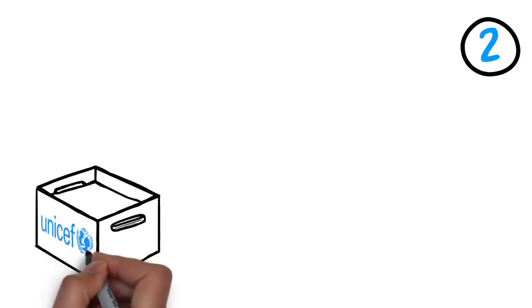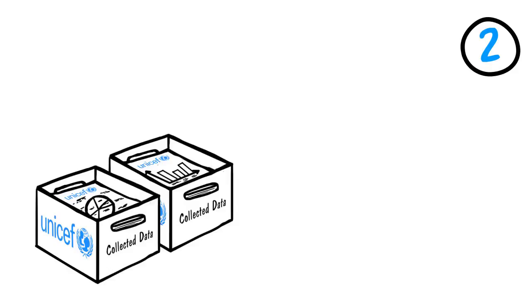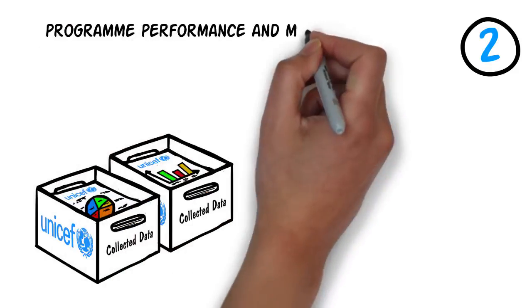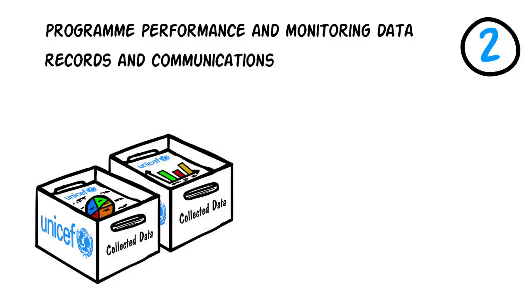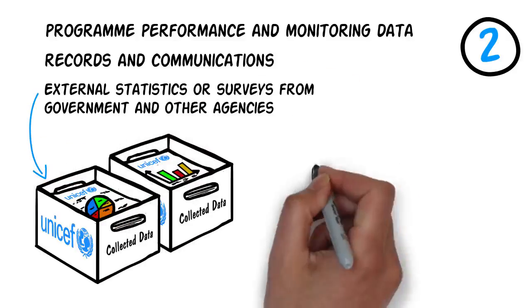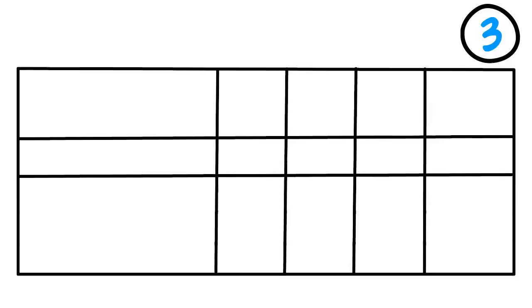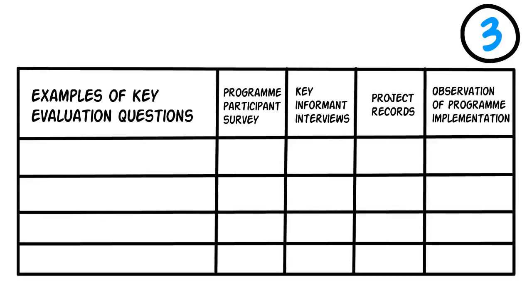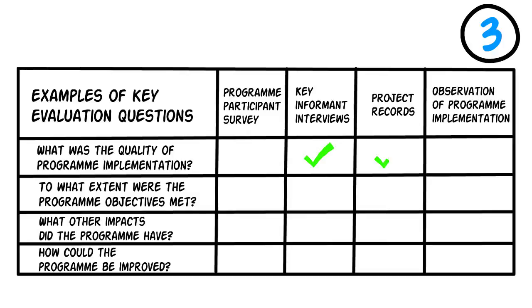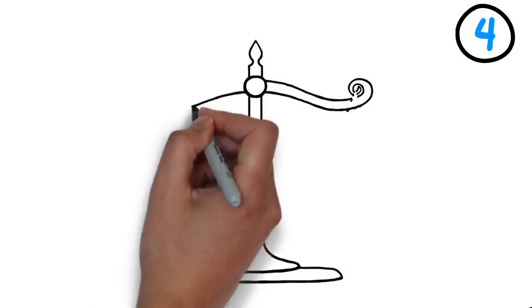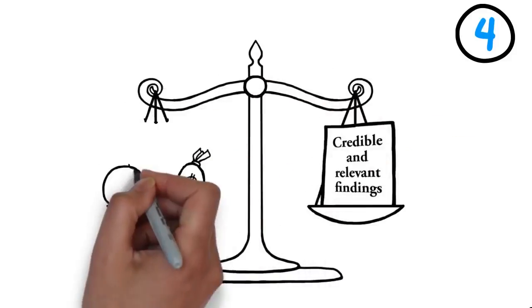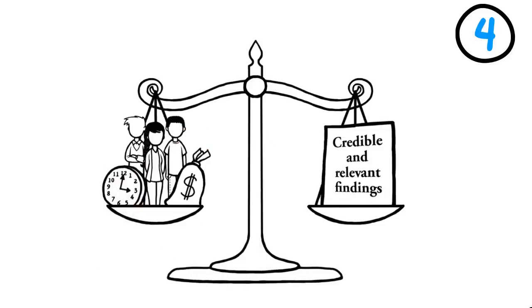Second, they will need to examine what data are already available, such as program performance and monitoring data, records and communications, external statistics or surveys, and decide what additional data needs to be collected as part of the evaluation. Third, Vadim and his team need to check that they have not overlooked anything. This can be done by creating a matrix showing which data collection and analysis methods will be used to answer each key evaluation question. And fourth, Vadim will need to check that the selected methods are doable in terms of time, capacity, and financial resources.